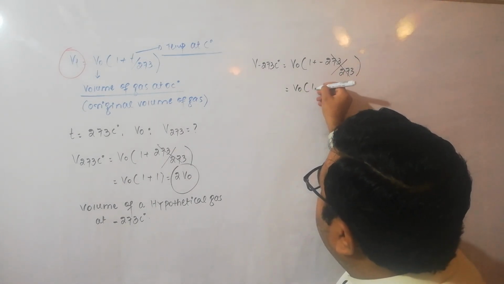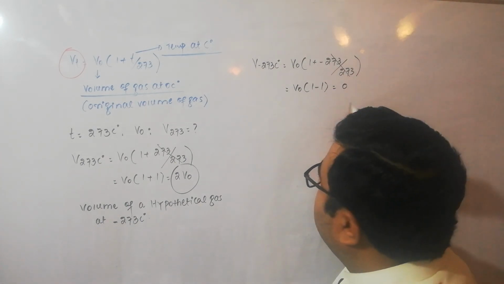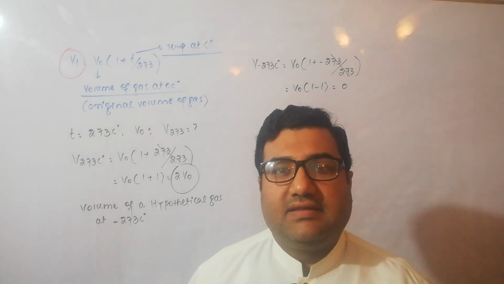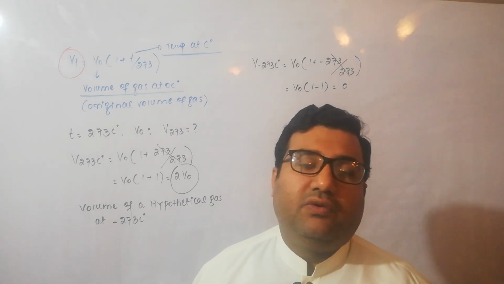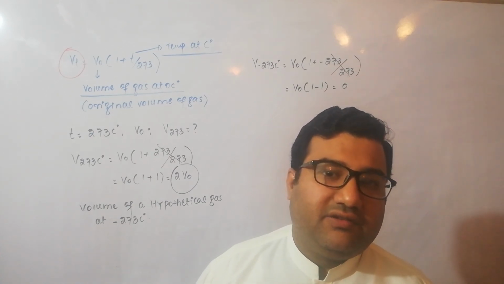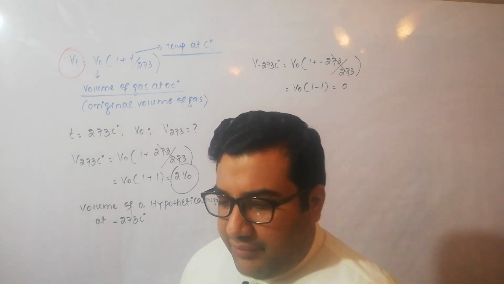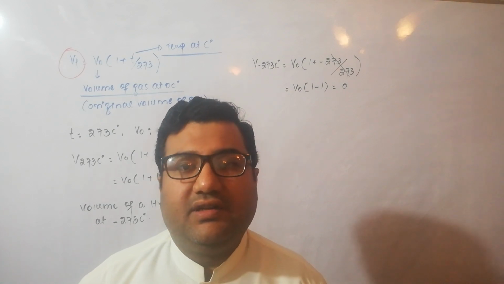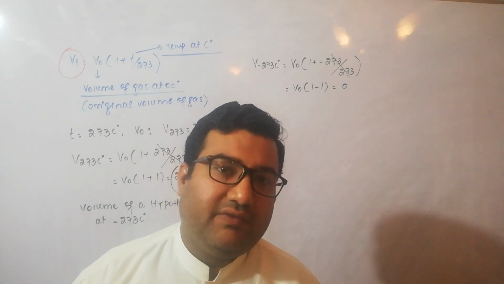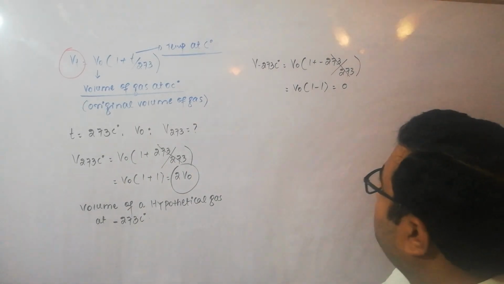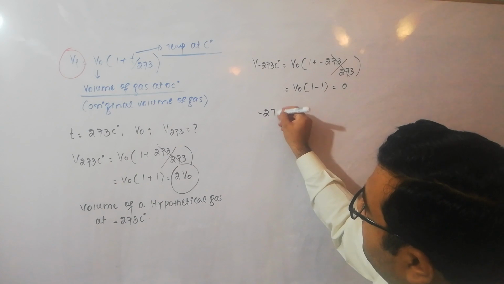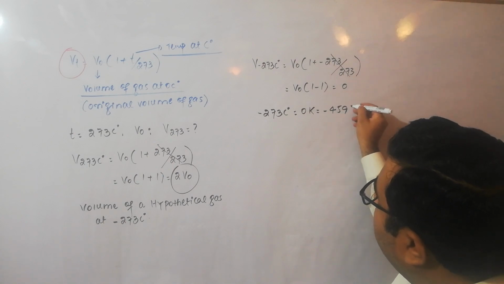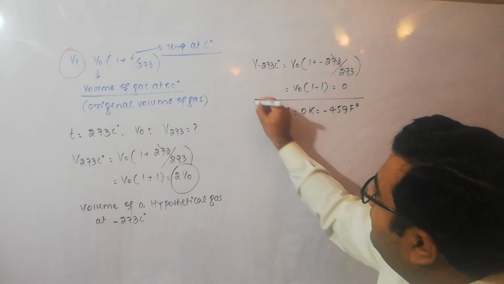This will be 1 minus 1, and that will become 0. So it simply means that the volume of the hypothetical gas becomes theoretically equal to 0 at minus 273 degrees C. Practically, it is not possible to achieve minus 273 degrees C, which is equal to 0 Kelvin. Now this temperature, minus 273 degrees C, that is equal to 0 Kelvin, and that is equal to minus 459 degrees Fahrenheit.